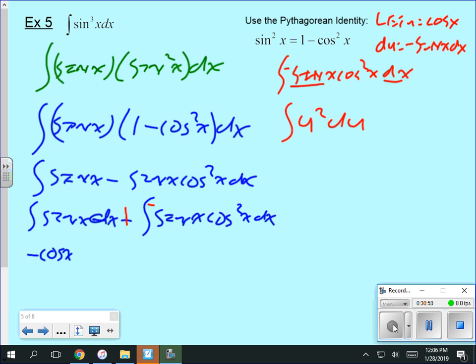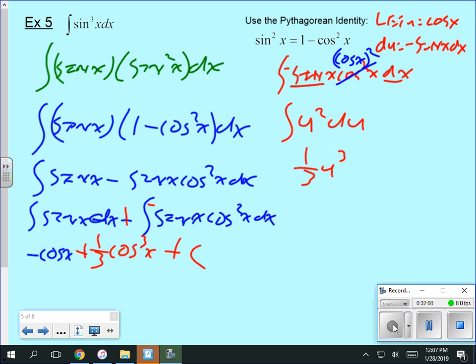What's the antiderivative of u squared? U cubed over 3. So this becomes plus 1/3 cosine cubed x plus c. What about the square? I did deal with the cosine squared. It's right here. Because remember, what is cosine squared x? It's the cosine of x, quantity squared. I let u be what's inside the square, because this is the cosine of x squared.